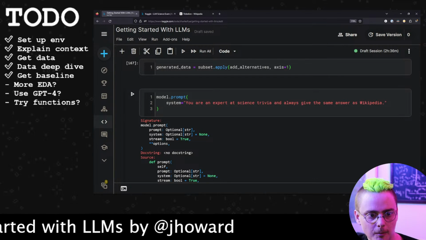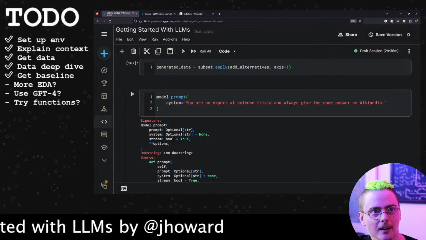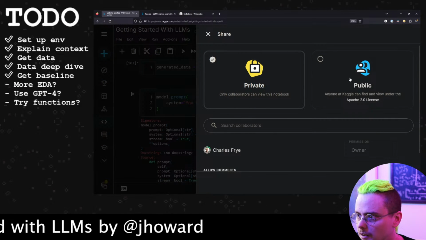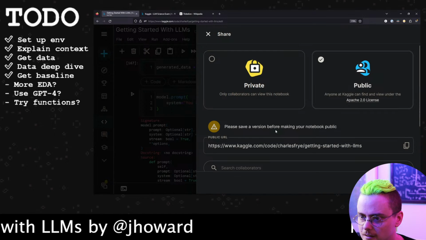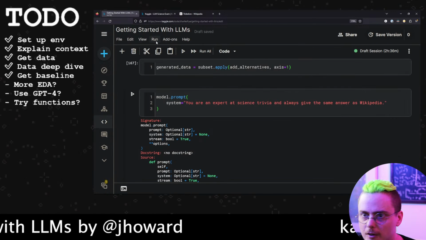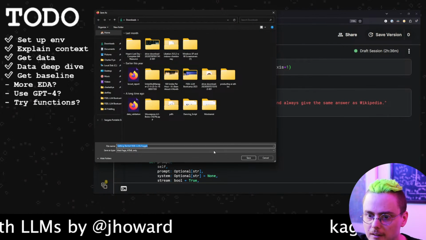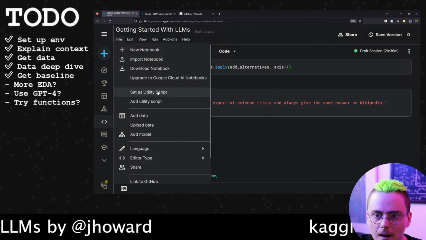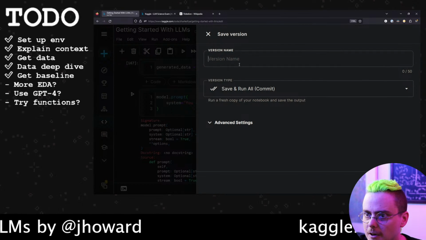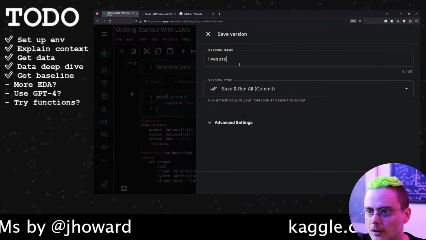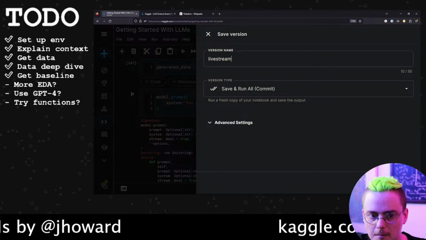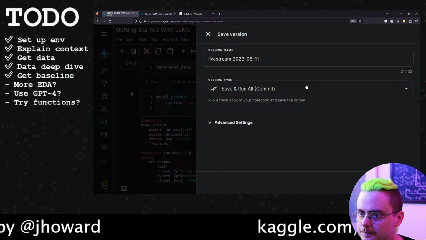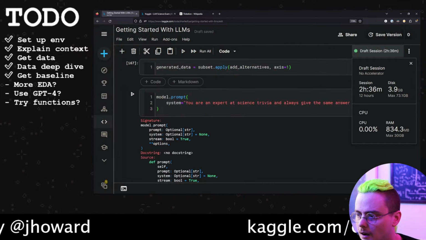So question from Lunar Baboon, will you share your draft of the Kaggle notebook? Yeah, I can definitely share it. Anyone at Kaggle can find and view under the Apache license. I should save a version before making it public, they say. No, not like that. Oh, save version up here in the top right. Let's call this live stream 8/11, 2023, 08-11. Let's call that a save.